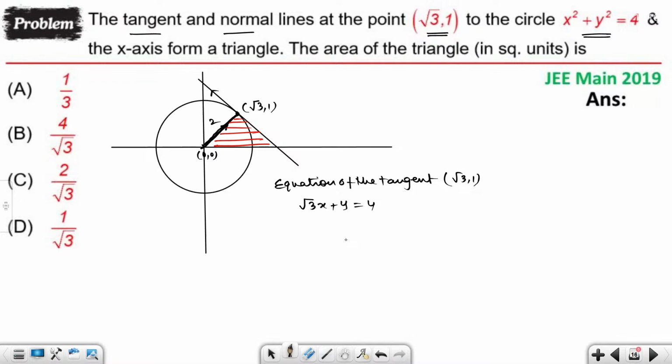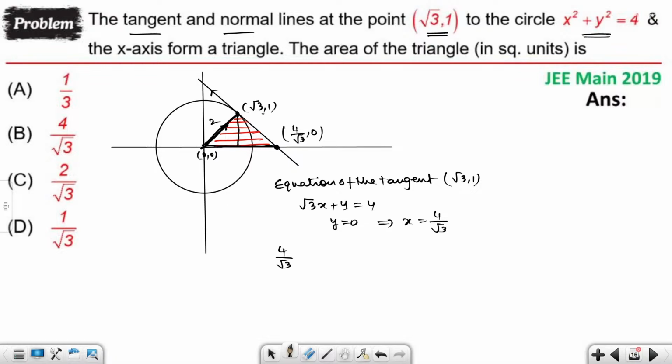Clear? Now, where it is touching the x-axis, simply put y equals 0. So from here we are getting that x is nothing but 4 over root 3. Therefore, the coordinate of this point will be (4 over root 3, 0). Am I correct? So what is the length of the base of this triangle? It is 4 over root 3. This is the base. And what is the height? What is this height?